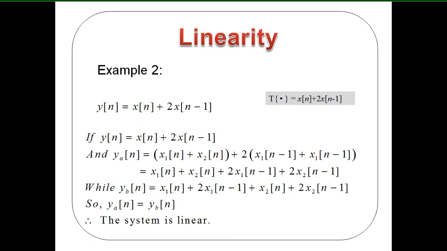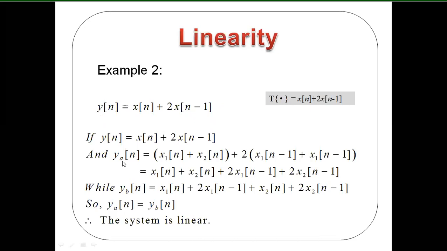This is the second case, second example here, where we have yn equals xn plus 2xn minus 1. So this will be your system equation. We consider the first method where we assume there should be two inputs here, x1n and x2n. The first method is we add the inputs together.